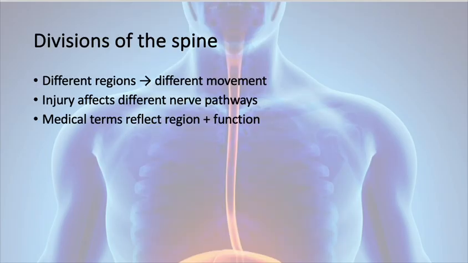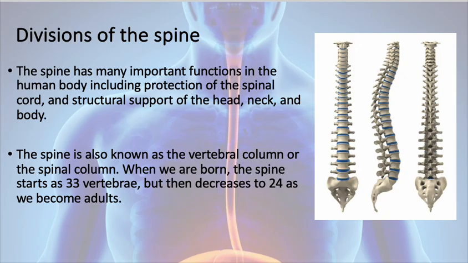So now we're going to look more into the divisions of the spine. Different regions of the spine allow for different movements, and therefore they are named differently. Injuries to different regions of the spine affect different nerve pathways, and so we are going to explain the different regions and how this might be visible in various medical conditions. Medical terms will reflect the region of the spine and therefore the function of that region.